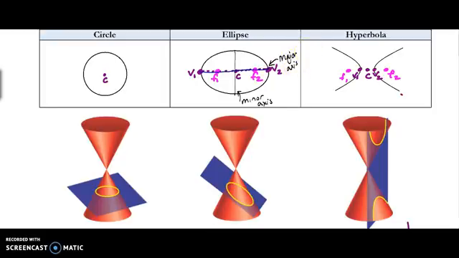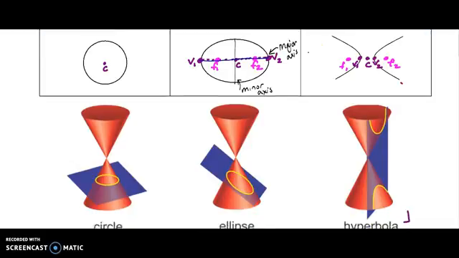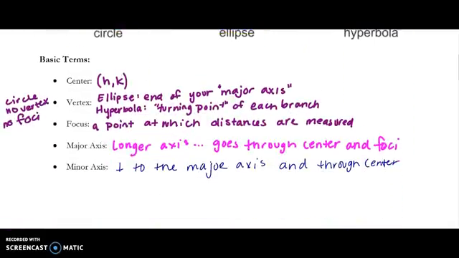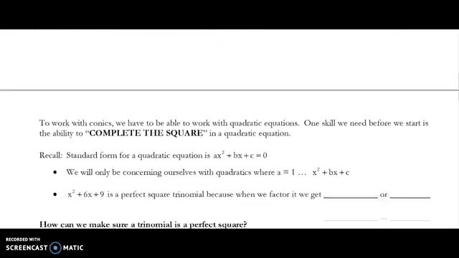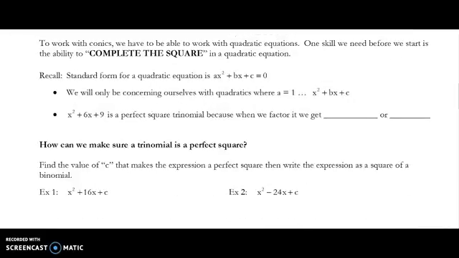So those are all the terms that we will be talking about throughout this whole chapter. We will keep referring to them, so it will become a little bit easier. Now, if you turn the page, we have something that says to work with conics, we have to be able to work with quadratic equations. We have already learned quadratic equations, so one skill we will need before we start is the ability to complete the square in a quadratic equation. What you learned back in algebra is that standard form for a quadratic equation is ax squared plus bx plus c equals 0. We will only be concerning ourselves with quadratics where a is 1, so that a value will always be 1.